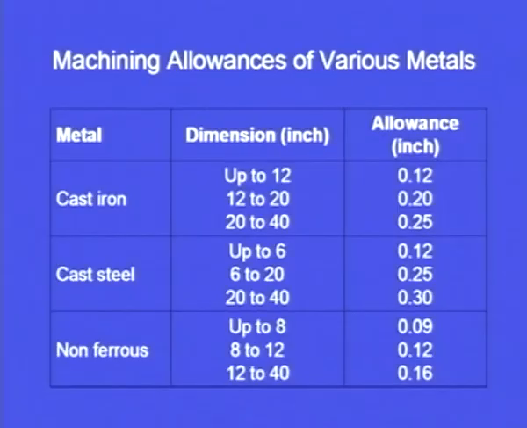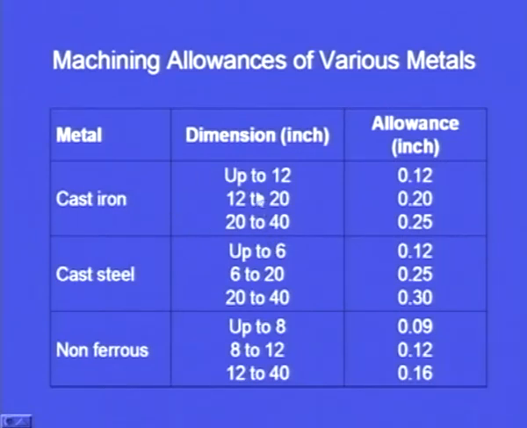Now we have to counteract this effect. For that purpose, considering this machining, we have to make the pattern size a little bigger than the required size of the casting. So, this is known as machining or finishing allowance. And the machining allowance of various metals are like this.